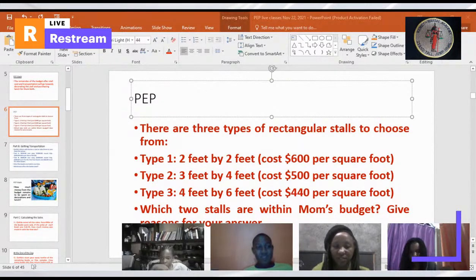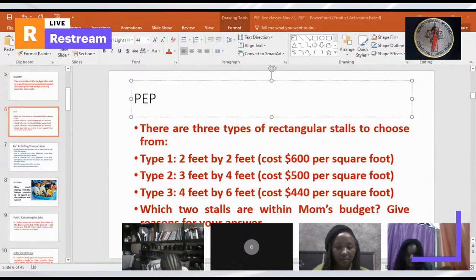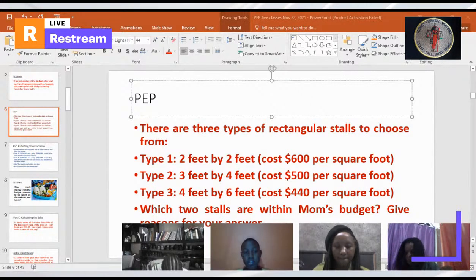All right, so let's work type 3 together. So it's 4 feet times 6 feet times 440. Work that out, everybody, and tell me what you get. Miss, I got the answer. How much did you get? $16,560. Double check that, Madison. Any other answer so far? Miss, I accidentally put the wrong number.